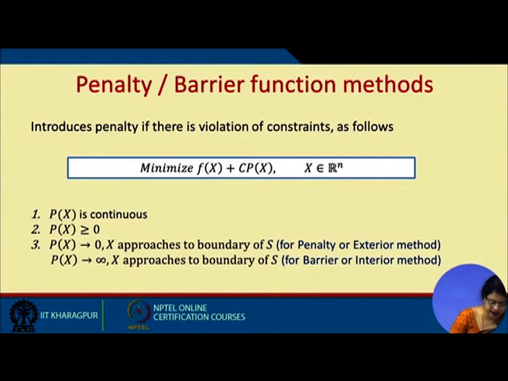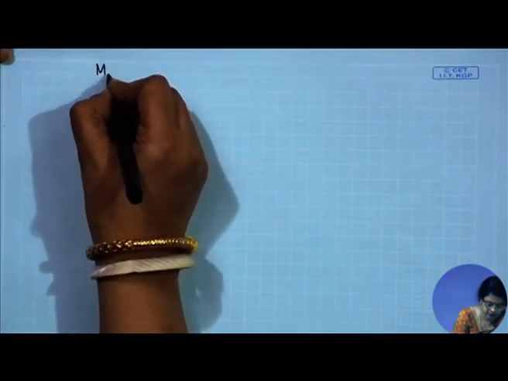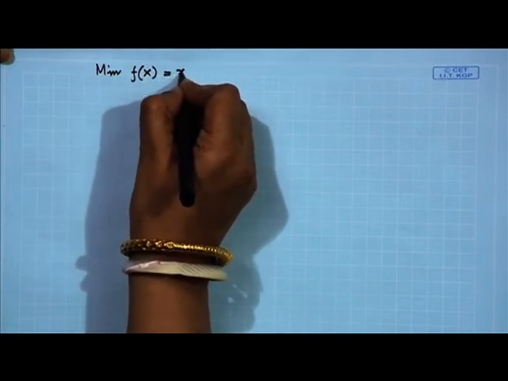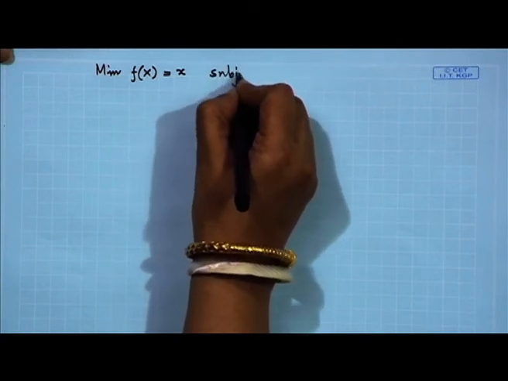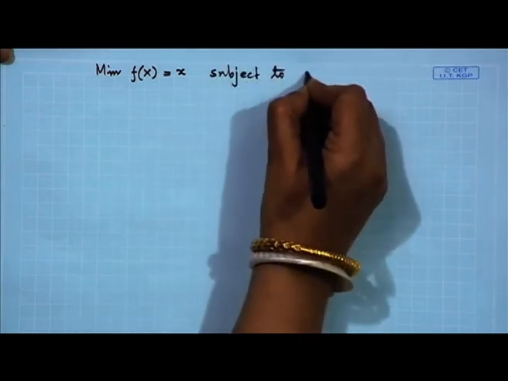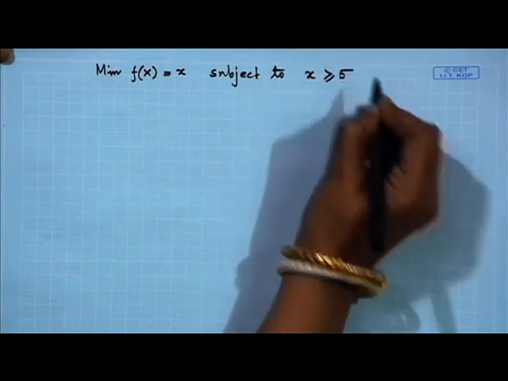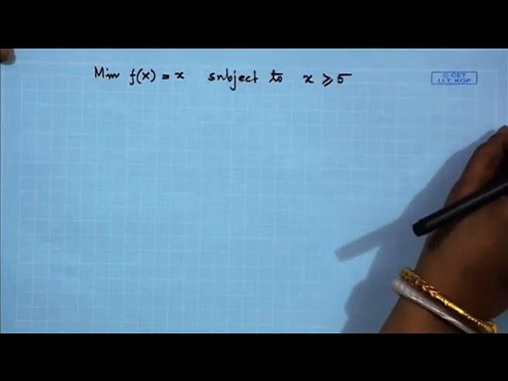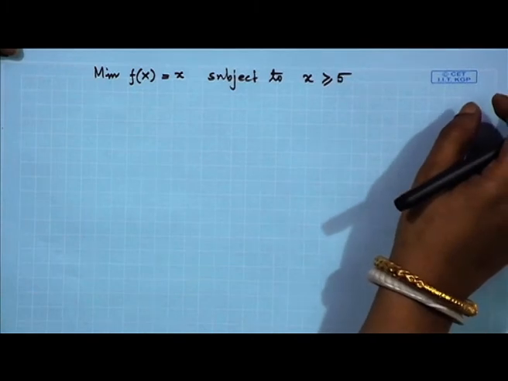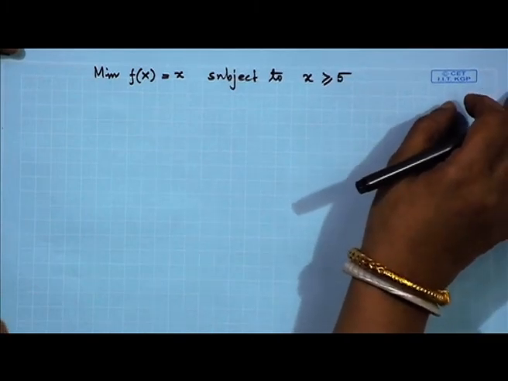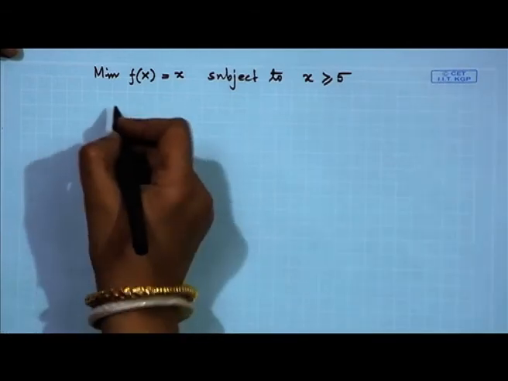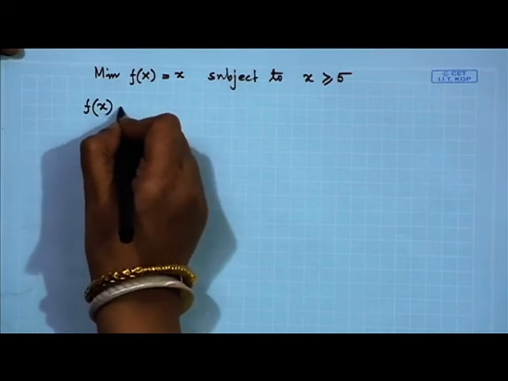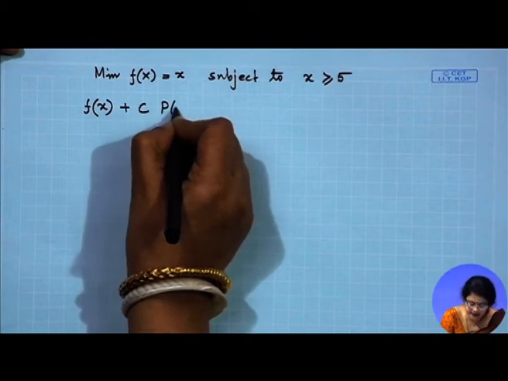Let us consider one problem: minimization of f(x) = x, a one-dimensional problem, subject to x greater than or equal to 5. The problem is very simple, so the solution must be 5, because only 5 gives you the minimum value of f(x). Now in the penalty function method, we convert this problem to f(x) + c p(x).